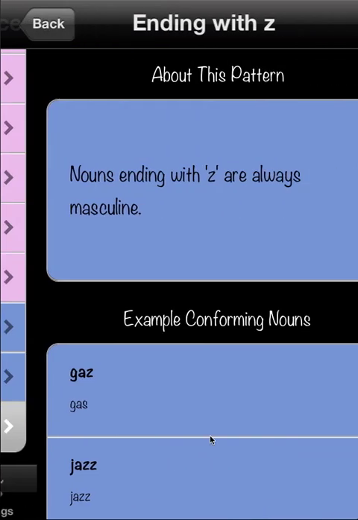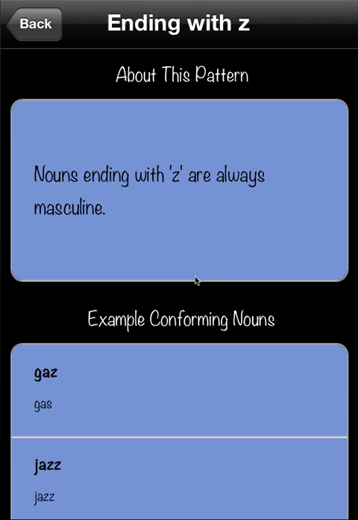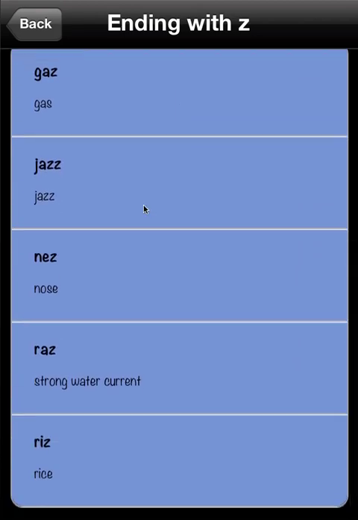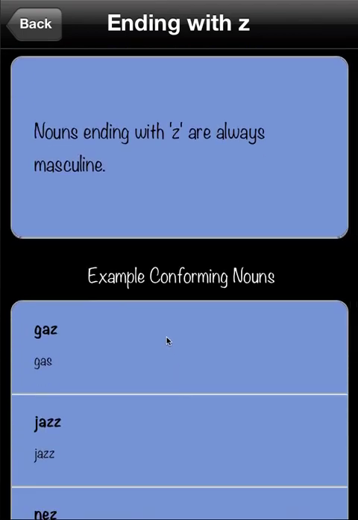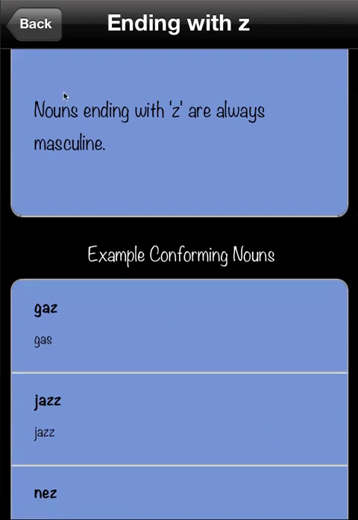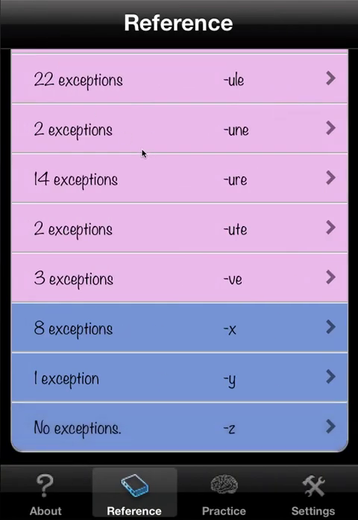We'll try another one. Well, this one's easy. They're always masculine. Okay, Un jazz. Un nez. I'll give you a few examples of conforming. Of course, there are probably thousands of such nouns. It's all a matter of programming yourself.